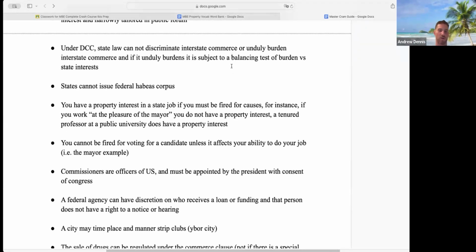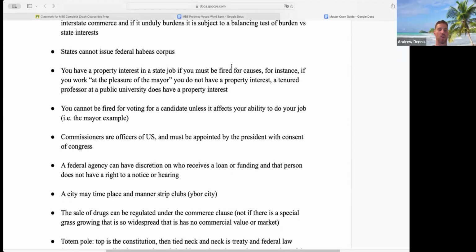States cannot issue federal habeas corpuses. We talked about that. You have a property interest in a state job if you must be fired for cause. For instance, if you work at the pleasure of the mayor, you do not have a property interest. A tenured professor at a public university does have a property interest. So at the pleasure of means no property interest.